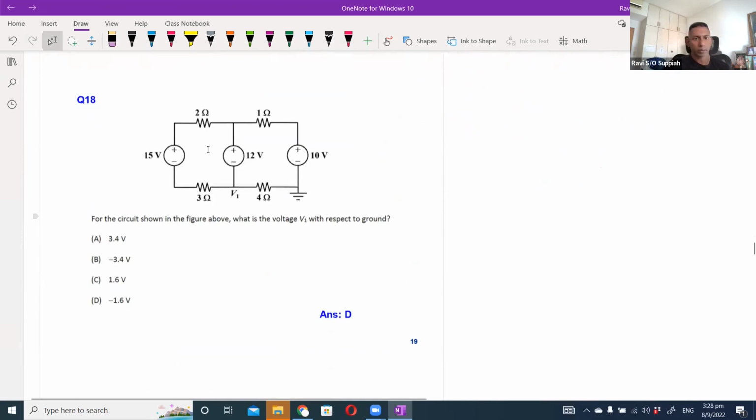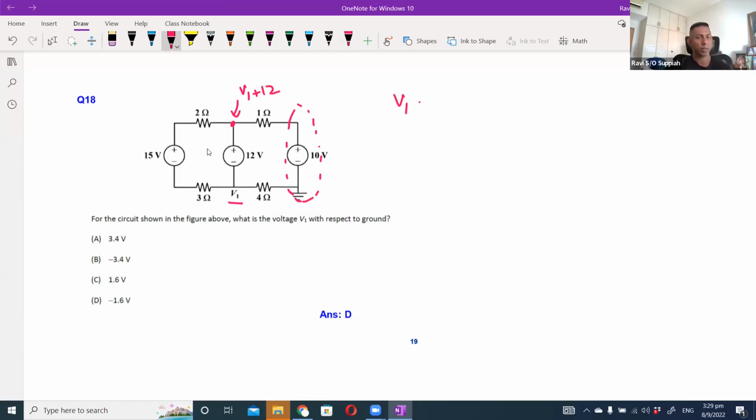Question 18. For the circuit shown, what is the voltage V1 with respect to ground? Okay, so if this is V1, we can say that this point here is V1 plus 12. What we can do is declare this as a node to come up with the equation.